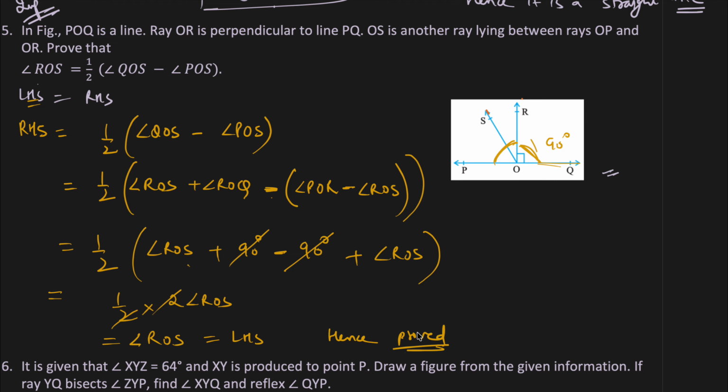I hope what I did is clear to you students. I started from the RHS side because there is not much in the LHS, so we start from the RHS. We split QOS as ROS plus ROQ. Then POS we wrote as POR minus ROS. Okay, and ROQ and POR are both 90 degrees. We put the value. When I opened the bracket, it becomes minus minus plus. Then ROS plus ROS becomes 2 ROS. Cancel 2 and 2 and you get equal to LHS. I hope it's clear till here students.